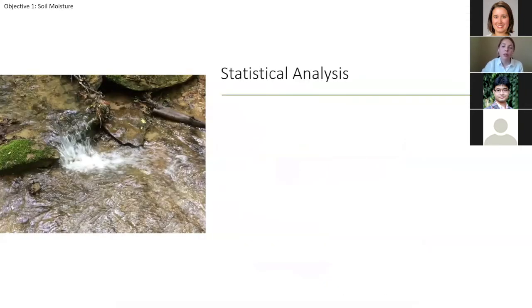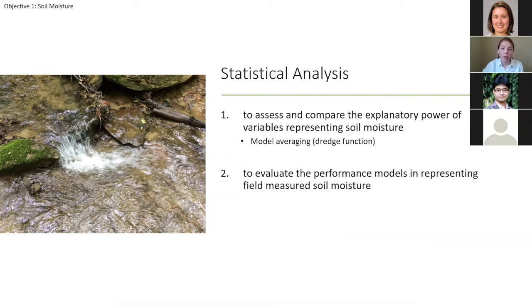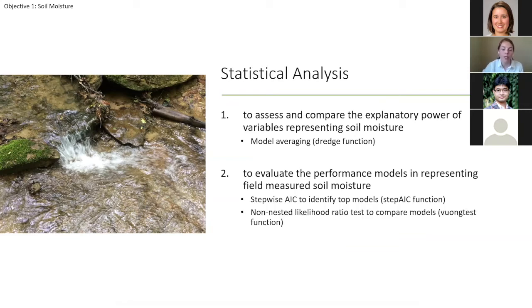For the statistical analysis, for the first part where we wanted to assess and compare the explanatory power of variables, we used a model averaging approach using the dredge function in R. Then for evaluating model performance and representing the field measured soil moisture, we first identified the top models using Stepwise AIC. And then to formally compare model performance, we used the non-nested likelihood ratio test to compare models, using the Vuong test function in R.